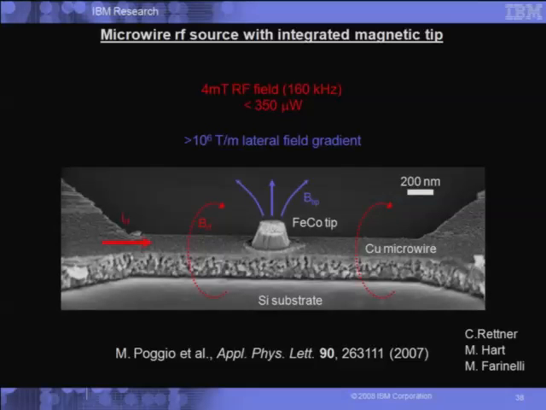And the combination of this means that if you hang your cantilever right up here, about 100 nanometers away from the top of this tip, you will be in a region with an extremely large field gradient, something like 10^6 Tesla per meter, and an extremely large rotating RF field of about 4 millitesla. And because all of this is very compact, there's not a lot of dissipated power. So if you're working in a dilution refrigerator or some very cold refrigerator, you're not heating the system up too much because you're only dissipating a few hundred microwatts.